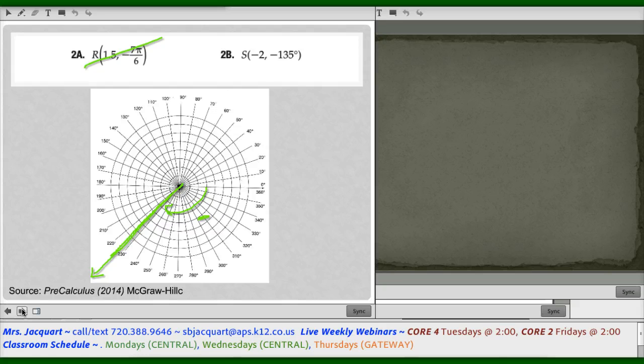That's -135. Okay, so if we go 2 units out, 1, 2, but we don't want 2, we want -2, so we've got to come over here. We're going to extend our super cool line, so it's actually this point here. That's -2 comma -135. It's just kind of cool. I like it. It takes a little practice to get used to.